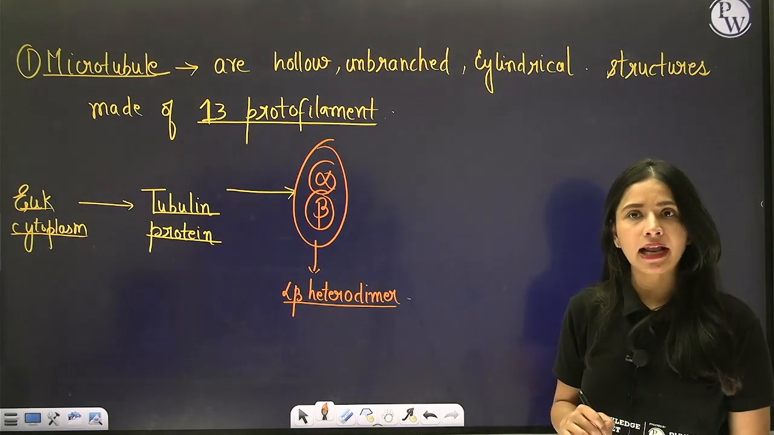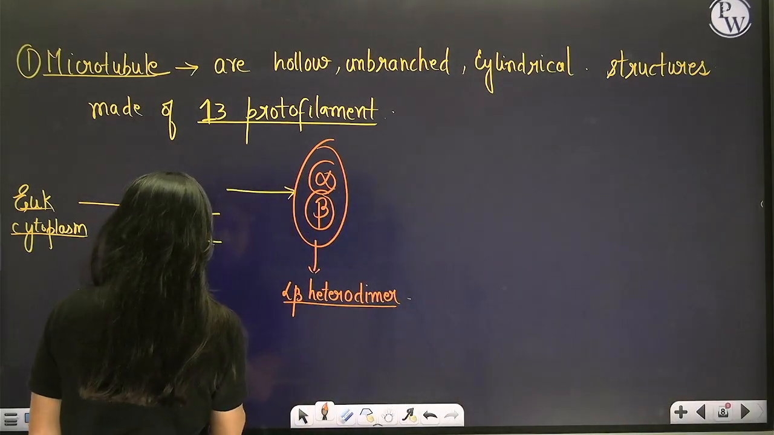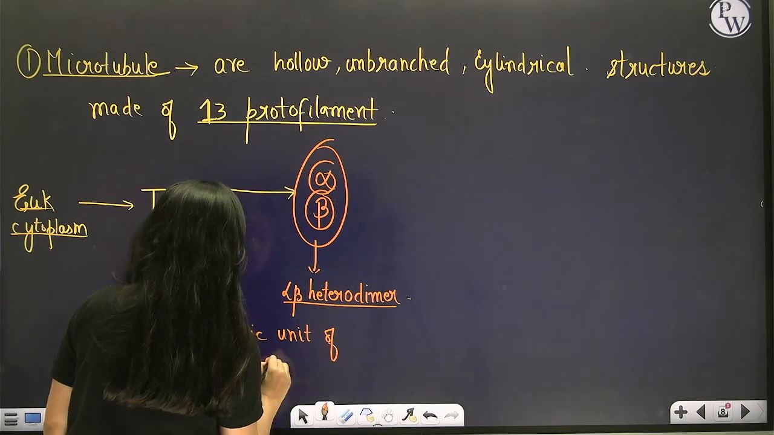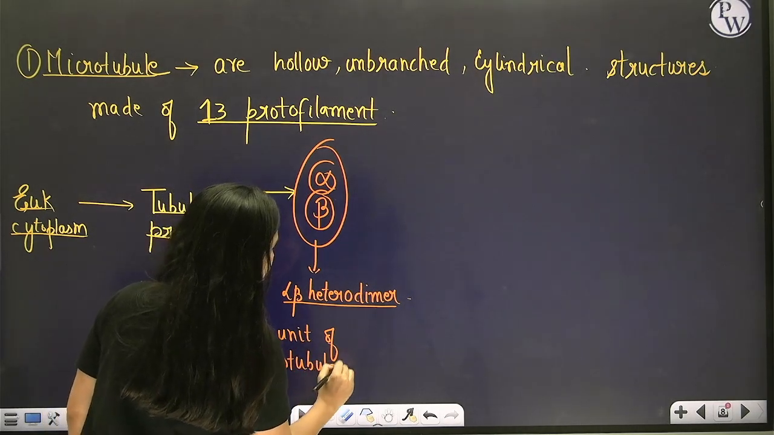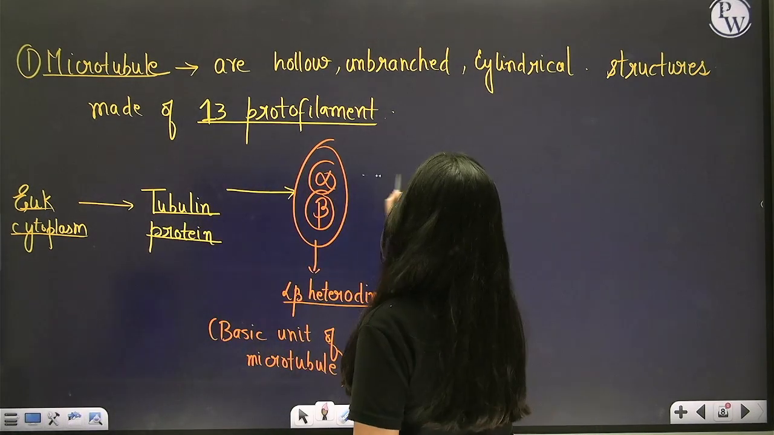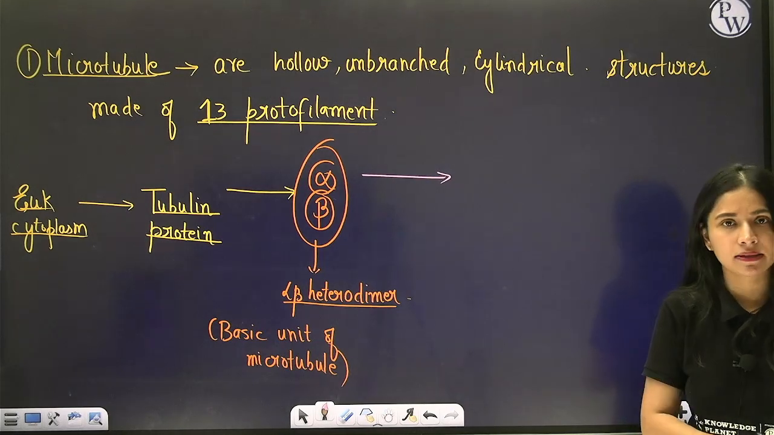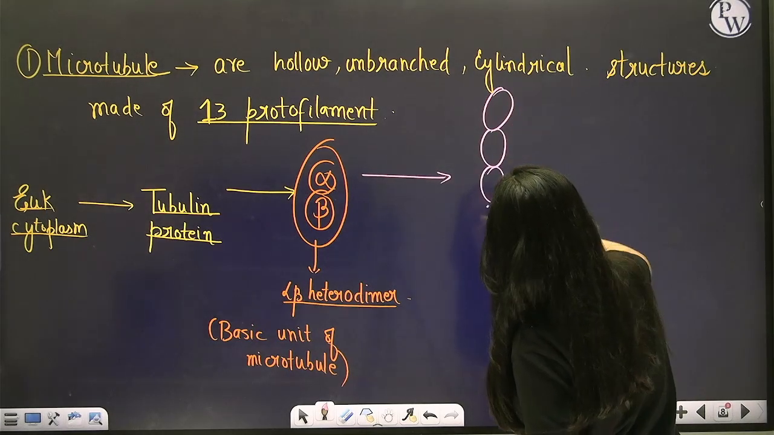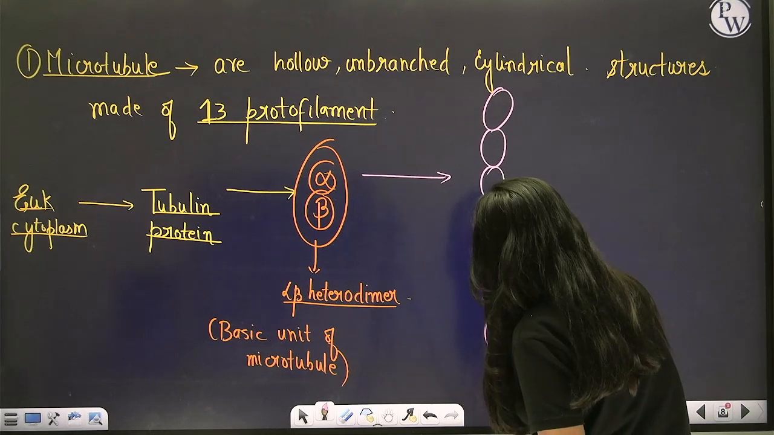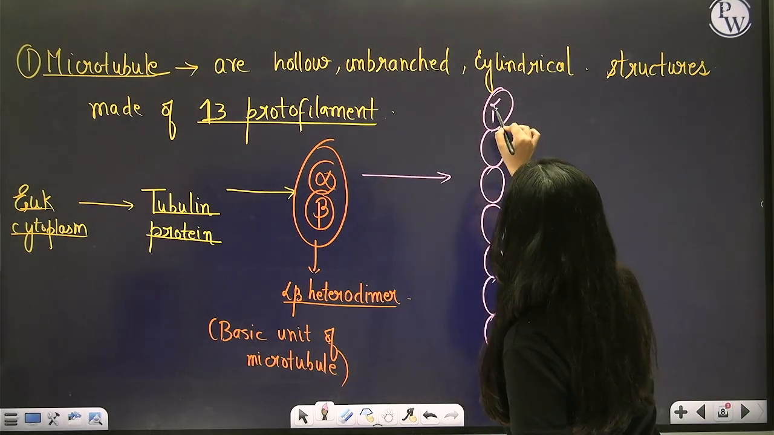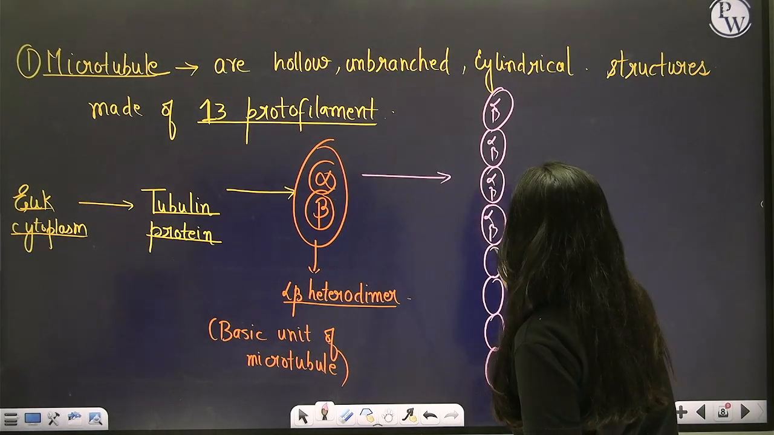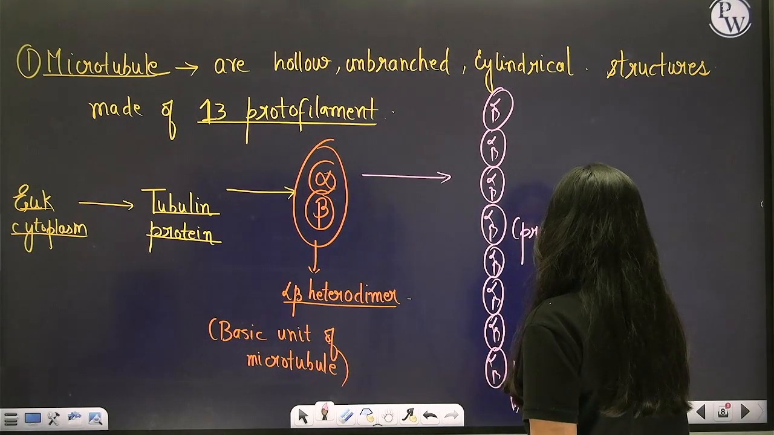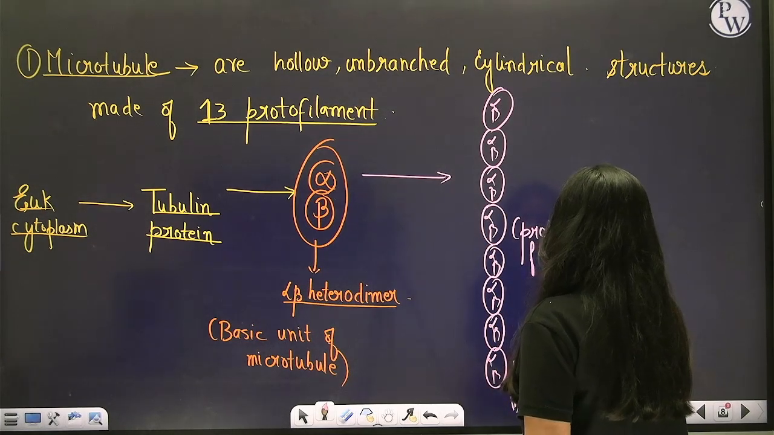Right? They are used to make the alpha beta heterodimer, which is actually the basic unit of microtubule. Right? Now, there are so many such units present in the cytoplasm. All these units join with each other to form a long chain of such units. And now this chain is nothing but your protofilament. Okay? Clear? This is protofilament.